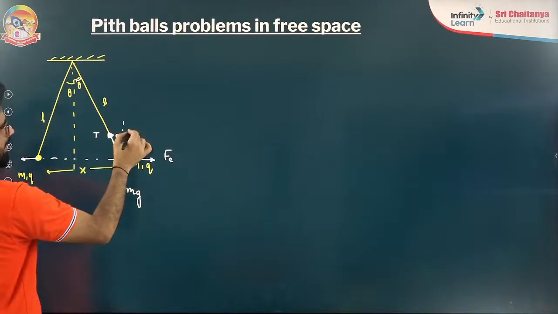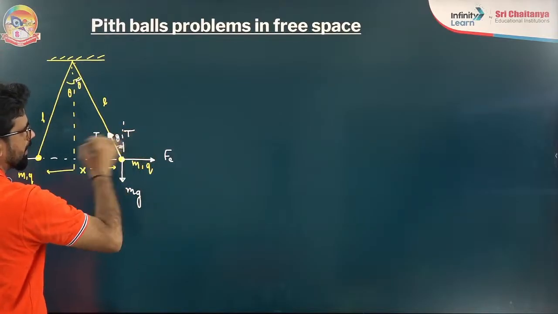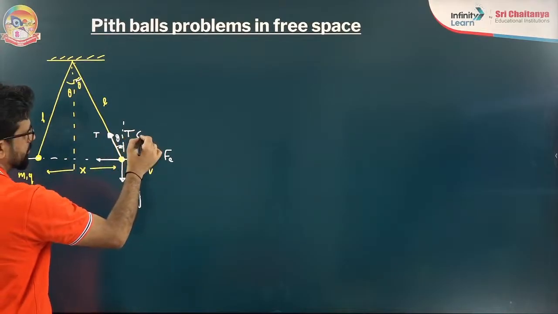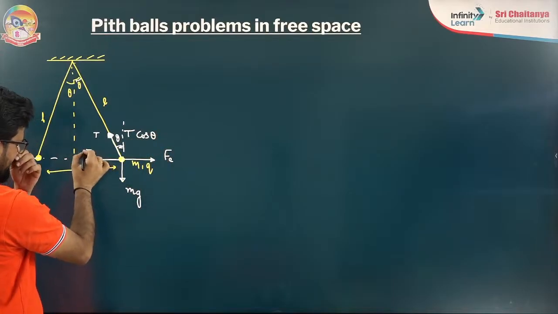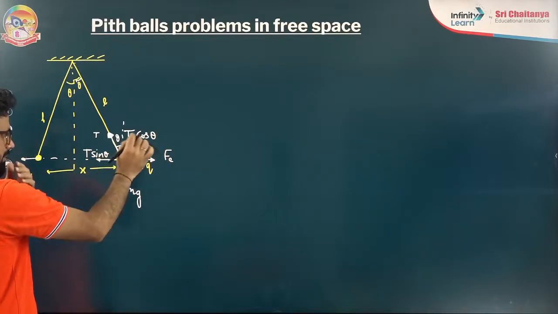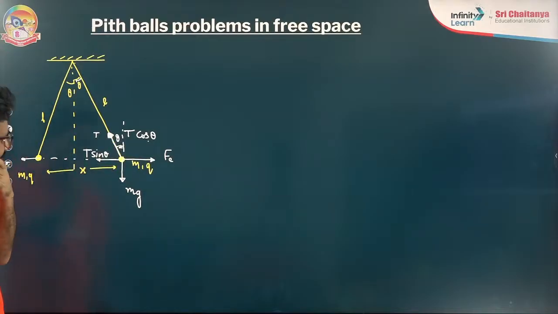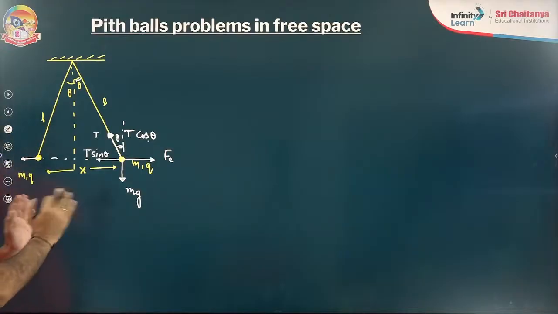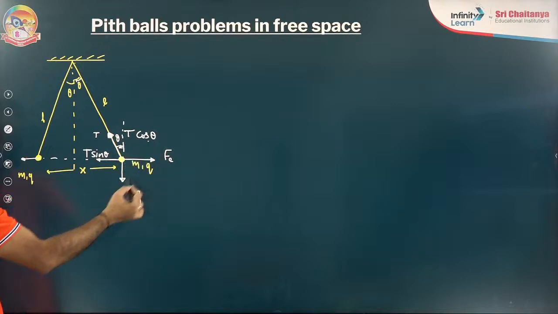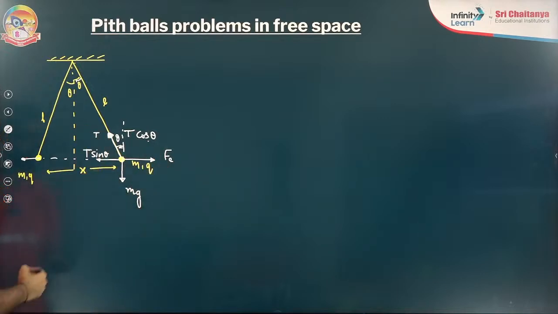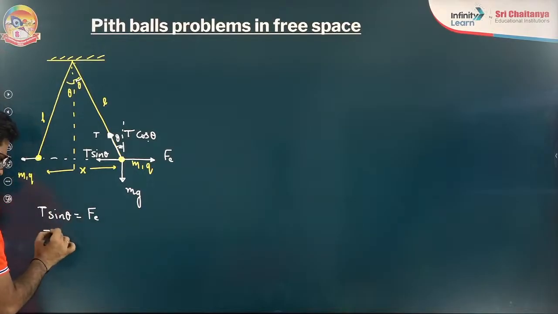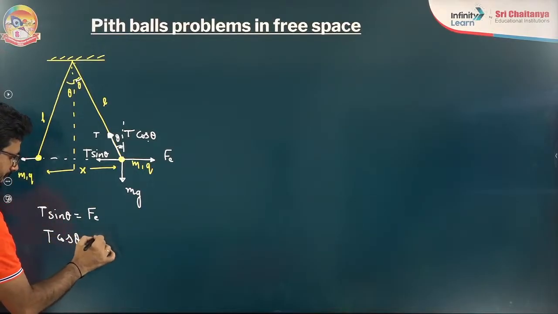This is tension, so you can reply very simply there are two components. This is T cos theta, and along this line that would be T sin theta. This is a component. The same component you can draw for the left side pith ball also. There is nothing different. Now this is T cos theta, this is T sin theta, this is Fe, this is mg. So T sin theta is equal to Fe, the electrostatic force. Similarly, T cos theta is equal to mg.